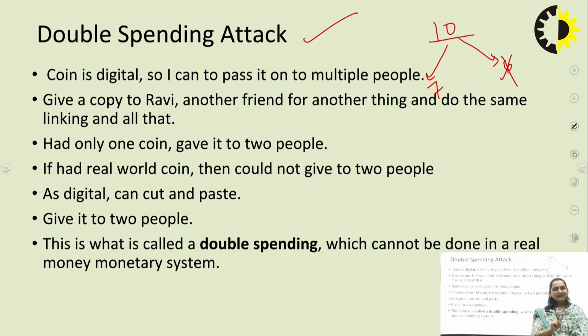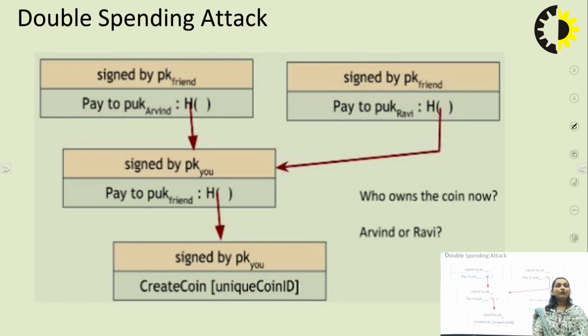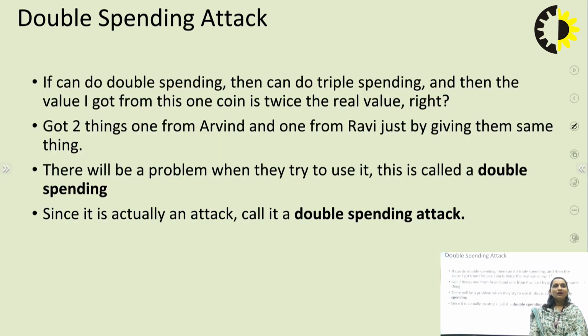Physically we can stop it, but in a digital scenario this is the biggest problem of using digital money. So this is my document, signed by the friend Shikha, and it is used by Arvind also, and by Ravi also. At that time there are two problems. So what we have to do is stop it, and that is where the technology of blockchain comes into the picture.